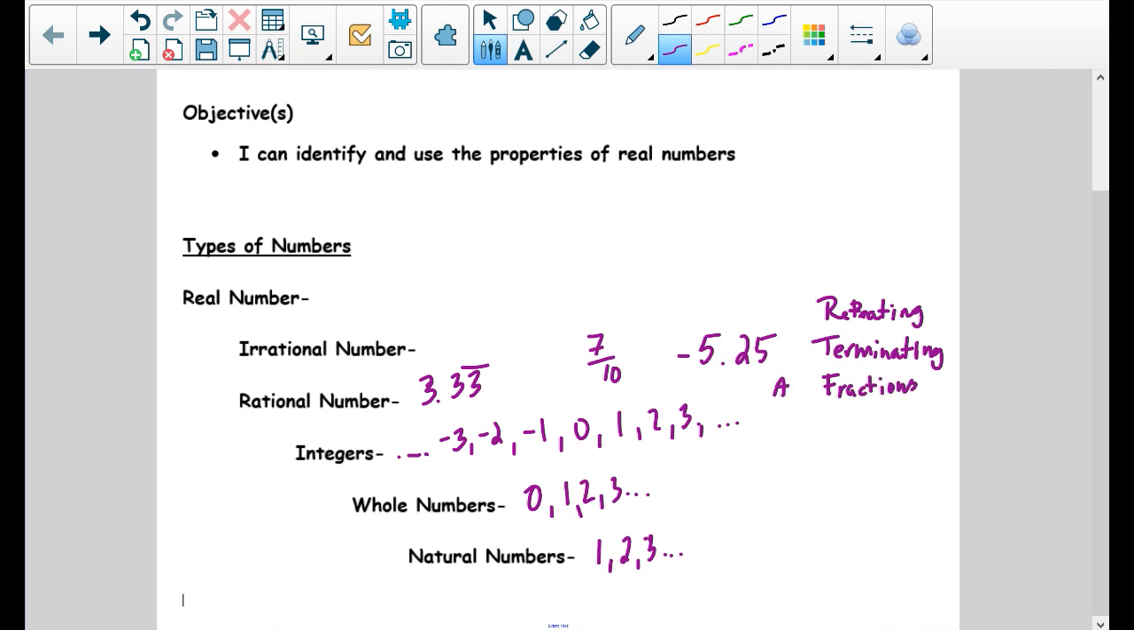We talked about this last week. Irrational numbers then are what? Never ending, like pi. Yeah, never ending.